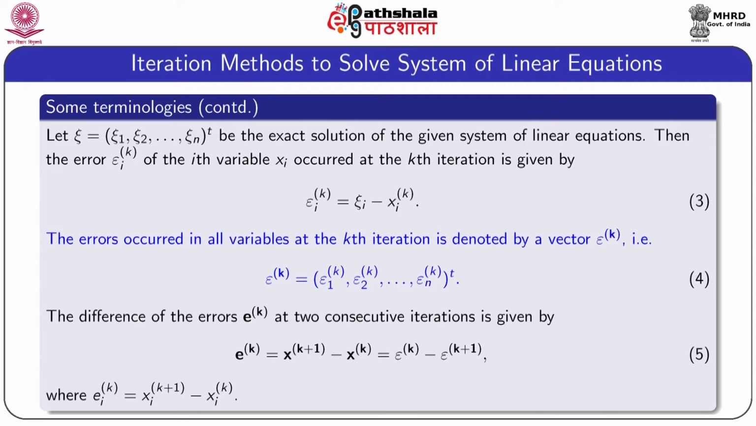The difference of the errors at two consecutive iterations is given by the error vector e^k equal to the kth iteration vector x minus the (k plus 1)th iteration vector x, which is equal to epsilon^k minus epsilon^(k plus 1).